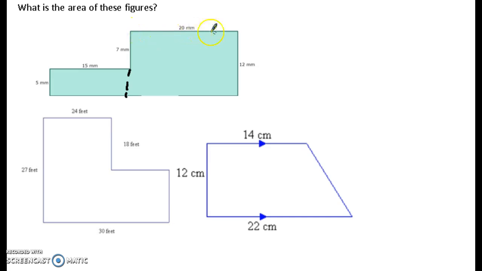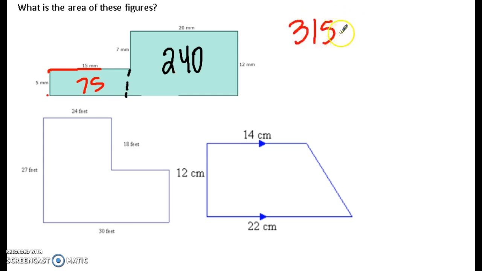So I have 20 times 12 for this big rectangle. That's 240. Then I have 15 times 5 for this rectangle. That's 75. So now I add them together. 75 plus 240 is 315 millimeters squared.